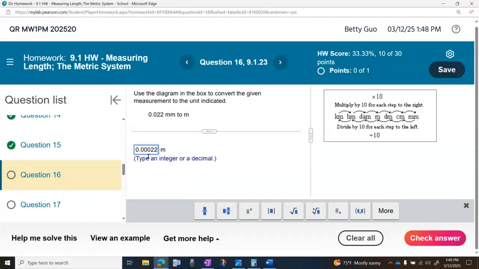Let's double check. So it was here. 1, 2. No, I'm missing a 0. So just move the decimal point to the left 3 times. It was here. 1, 2, 3. Okay, so that's correct.